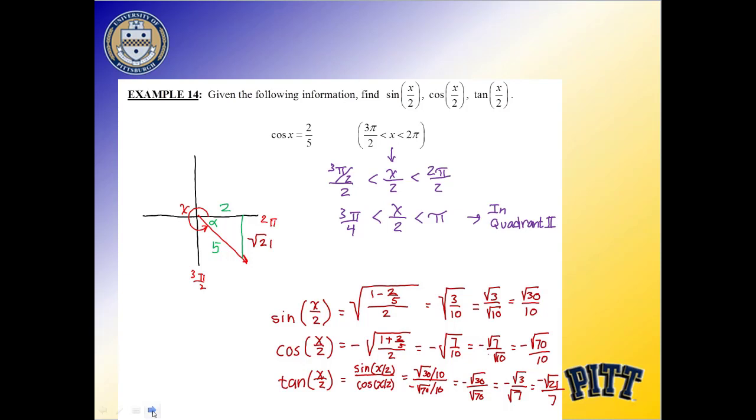I end up with the negative square root of 30 over square root 70. Which would basically reduce down to negative square root 3 over square root 7. If I rationalize the denominator, I would get negative square root 21 over 7.